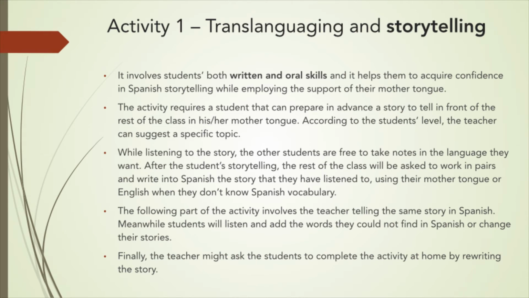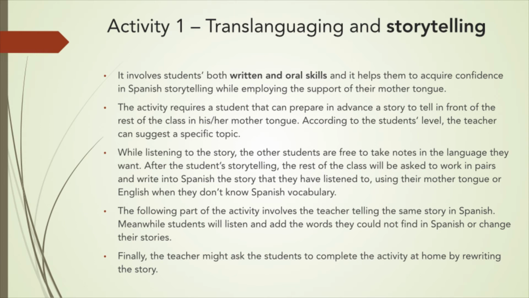So in this activity, we require a student to prepare in advance a story to tell in front of the rest of the class in his or her mother tongue. According to the level, the teacher can suggest a specific topic to utilize in this storytelling. While listening to the story, which will be produced in the student's mother tongue, the other students will be free to take notes in the language they want.